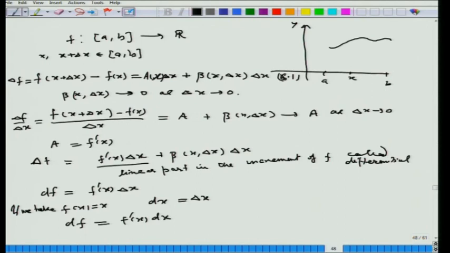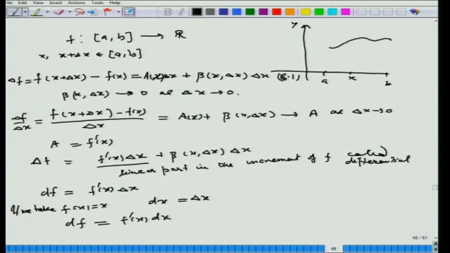Here this beta is assumed to have the property that it tends to 0 as delta x tends to 0. So, f is differentiable if and only if this 6.1 holds, that is, the variation delta f has the property that this difference is equal to a x times delta x plus beta x comma delta x times delta x. This a will be a function of x in general.